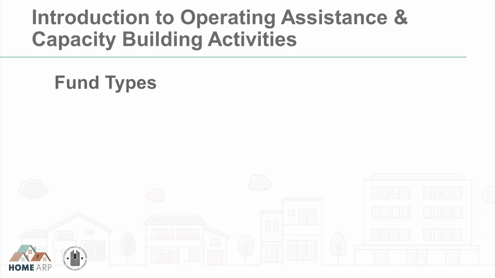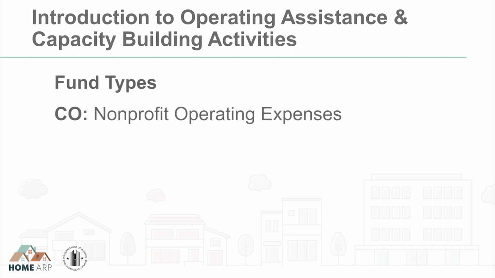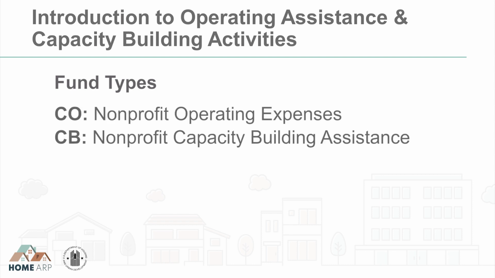Within IDIS, HUD has established specific fund types for operating expense assistance and capacity building assistance. CO is the fund type used for operating assistance, while CB is used for capacity building. Note that the fund type for HOME-ARP nonprofit operating expense assistance is not the same as CHOTO operating for HOME, though both are abbreviated as CO in IDIS.